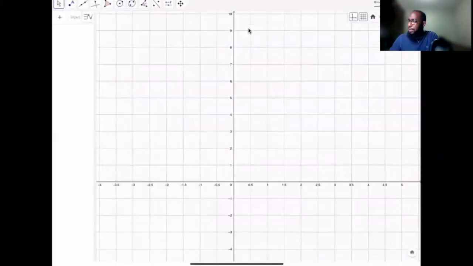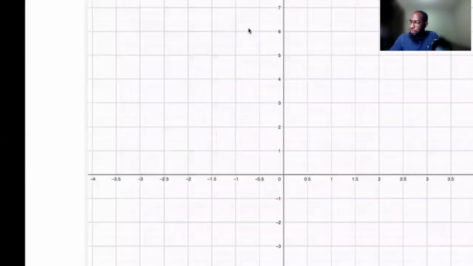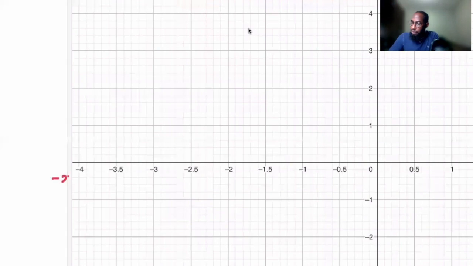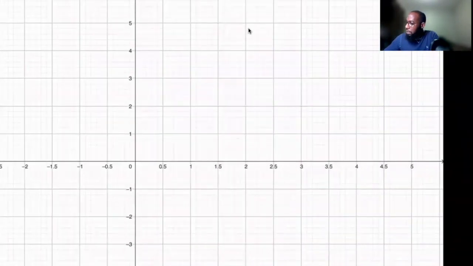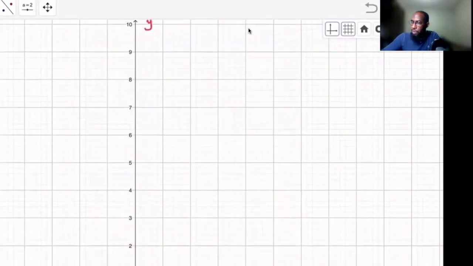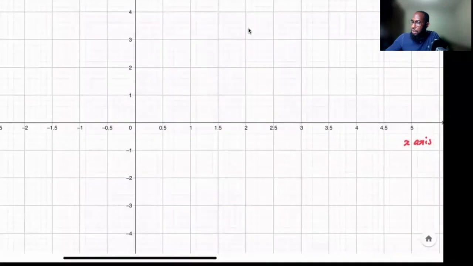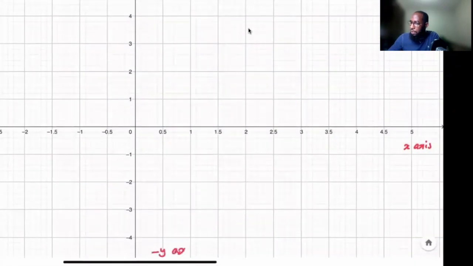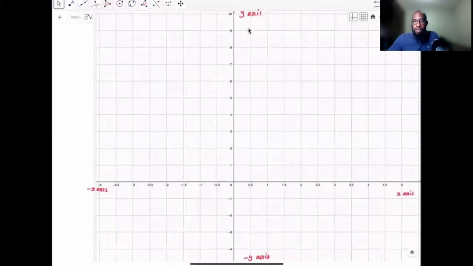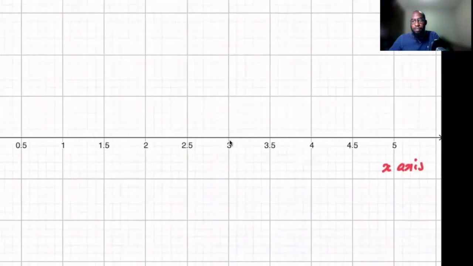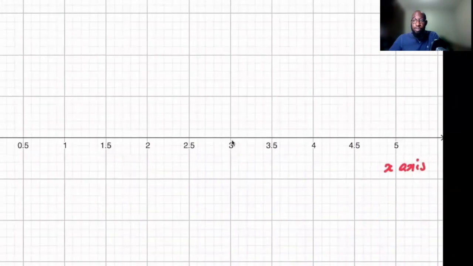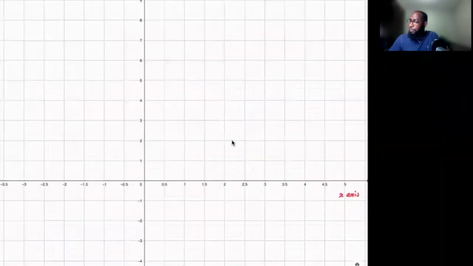So if we look at our x-axis, this is our negative x-axis, we label them. This is our positive x-axis. This is positive y-axis, and this is our negative y-axis, right? Now, we have -2, nice, and we have 3. So we have those numbers, we have that specification here. Now let's look at the y.